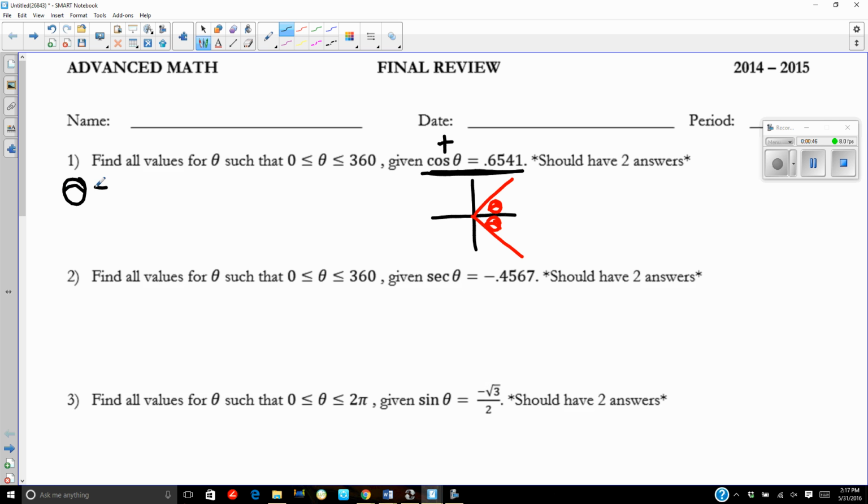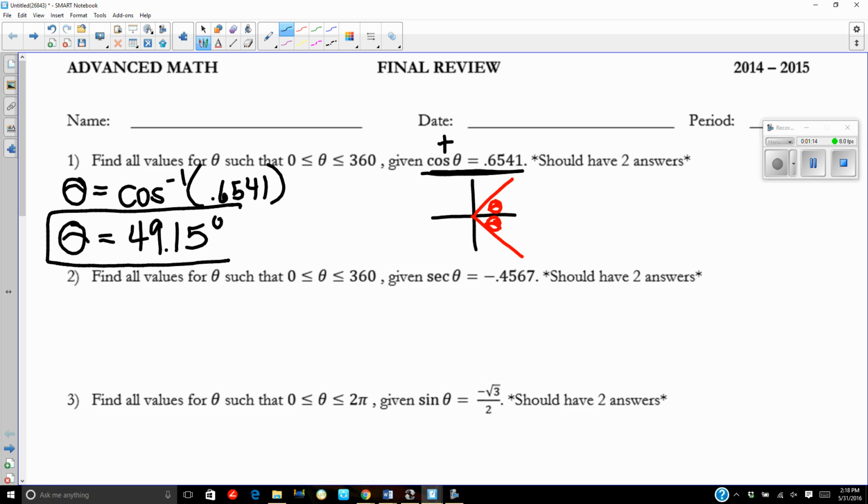Theta is going to equal the inverse cosine of 0.6541. Make sure you're in degree mode when you put this in your calculator. You should get about 49.15 degrees. You could round that to 49.2 if you like. So that's one of your answers.